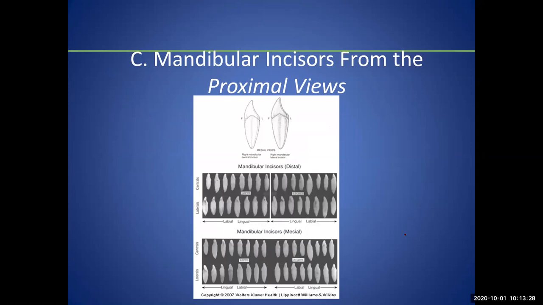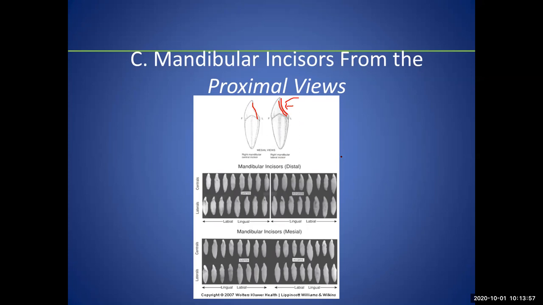They don't look so different, the central versus the lateral, but this is the central and this is the lateral. The central is a little bit smaller than the lateral. You can see that the lateral is bigger. And because of that distal lingual twist, this is what they're drawing. This is the incisal or the lingual surface here, and then this is the distal portion of the tooth.